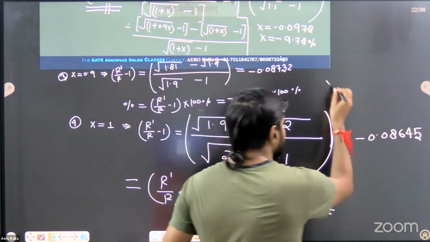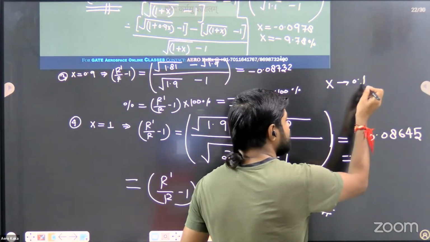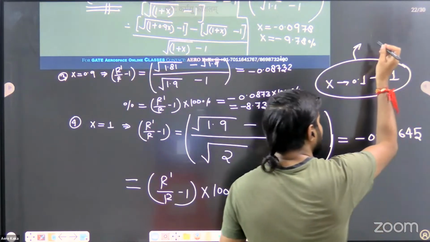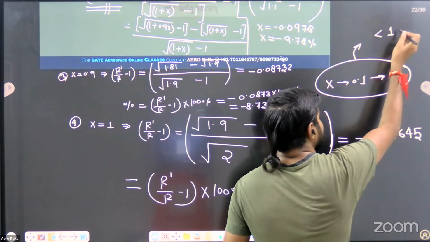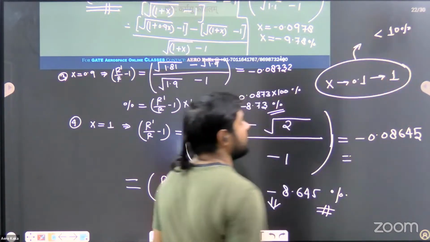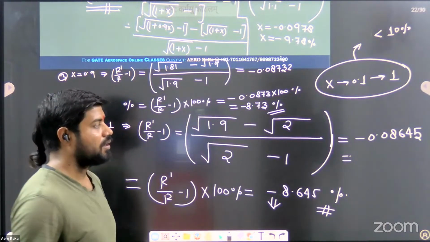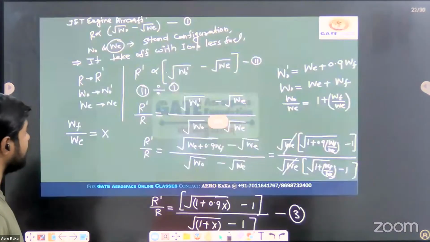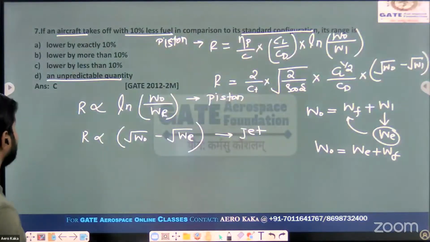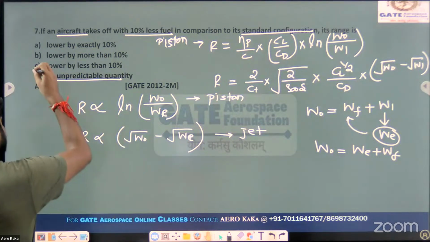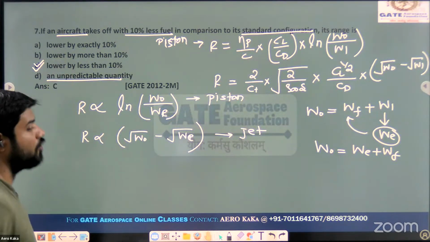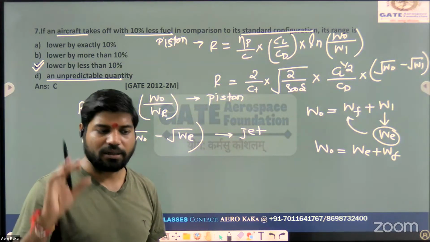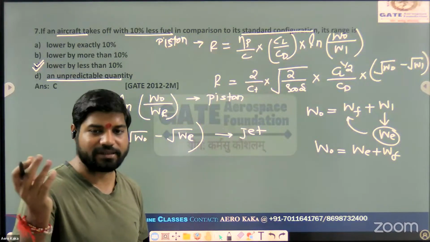So from x is equal to 0.1 to 1, if you are taking this value, we are getting all the values below 10%, right? It means that even if we talk about this jet engine aircraft, then you can see option C is correct. Which option is correct here? Option C. Let's see what happens if you are considering the aircraft, the second case.